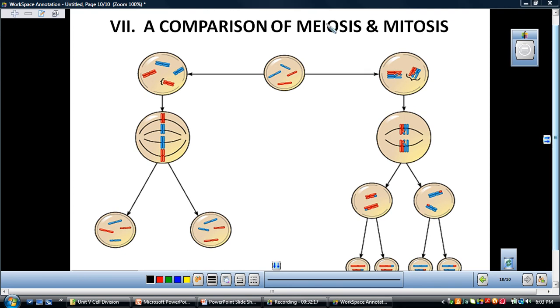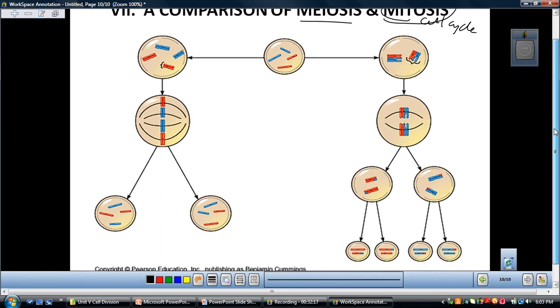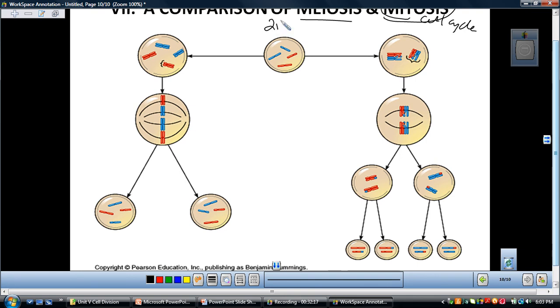If you compare meiosis to, and here's the word I hate to use, but let's just say cell cycle, if you compare the two processes to each other, you start off with a cell in the beginning, and let's just say this is the beginning right here. This cell in the middle is 2n, and in this picture, this is obviously not a human, 2n equals 4. On this side over here, look what you end up with at the end down here: 1, 2, 3, 4, which means this cell, 2n equals 4, this cell, 2n equals 4, which means this side is mitosis.